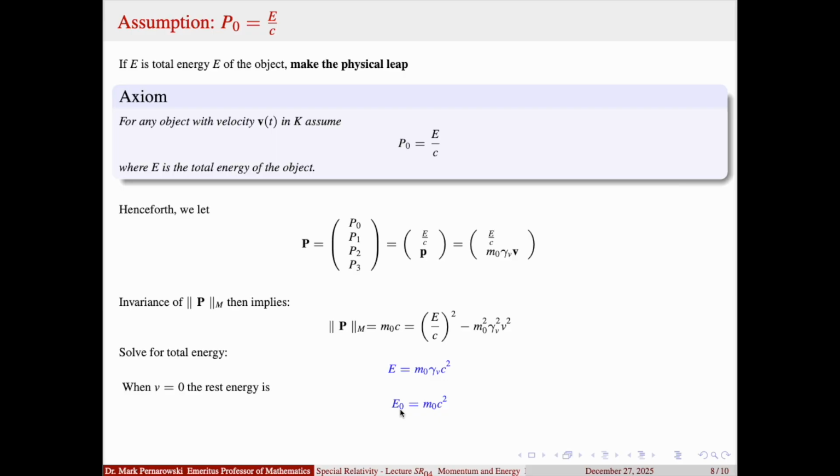So all of this hinges upon this axiom here, which we have no rationale for. There's absolutely no rationale for this right just yet. So let's see if we can do something about that.